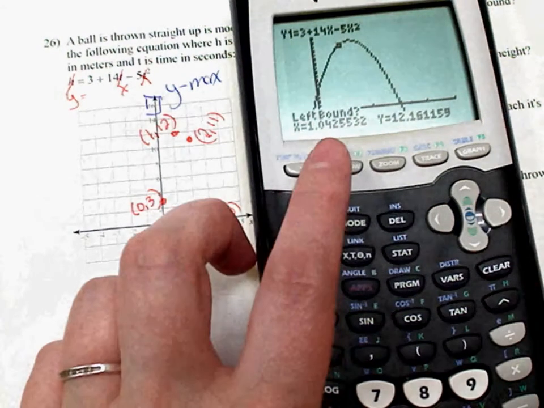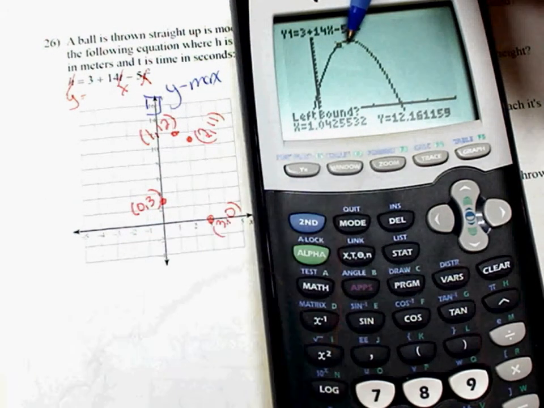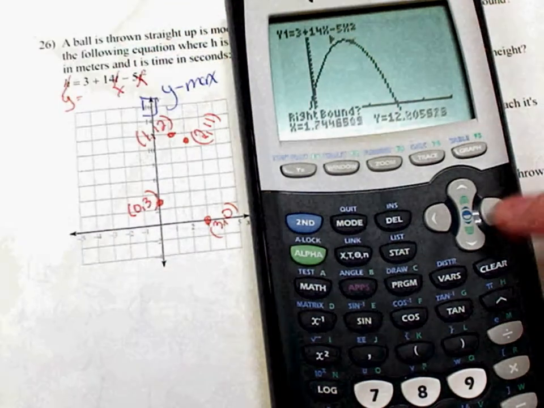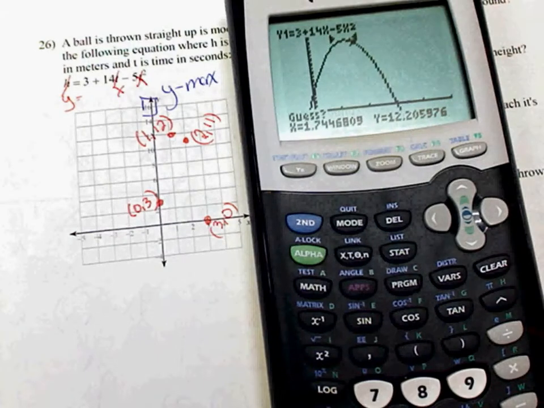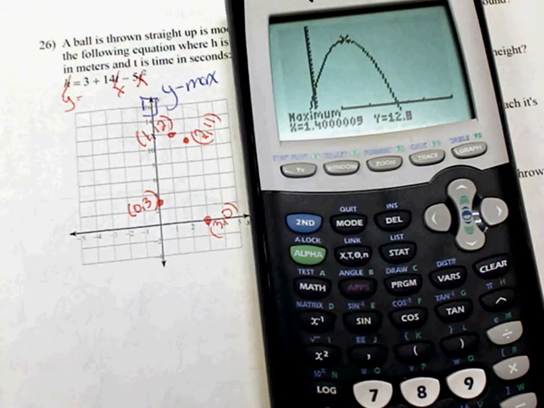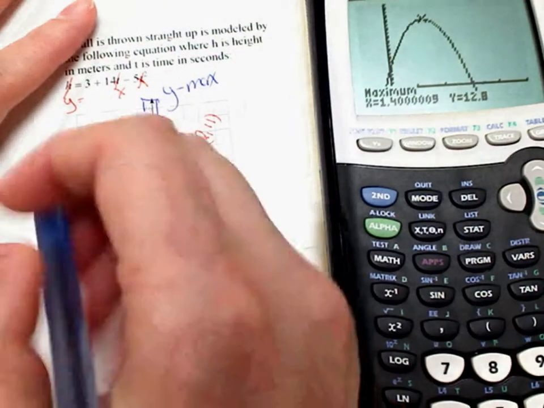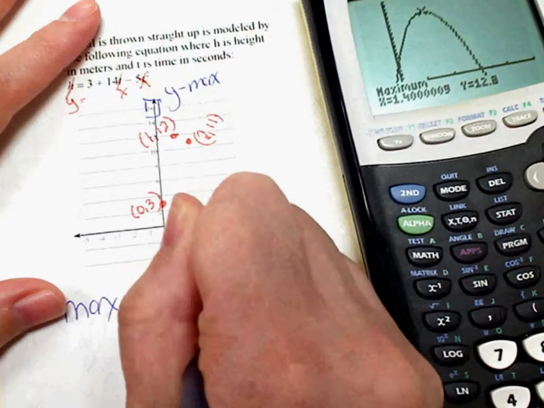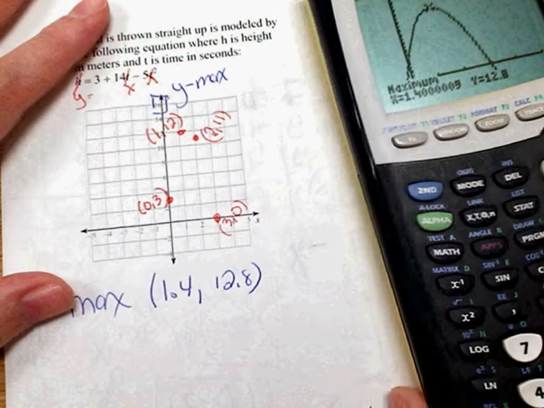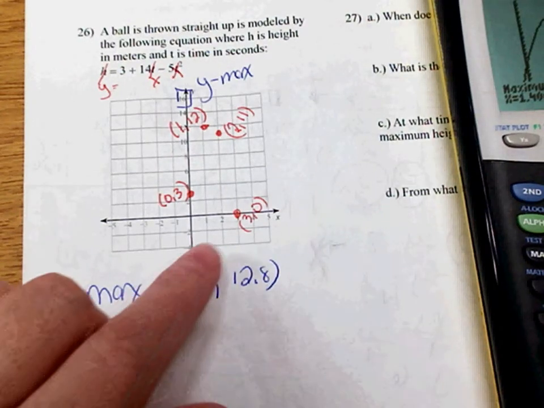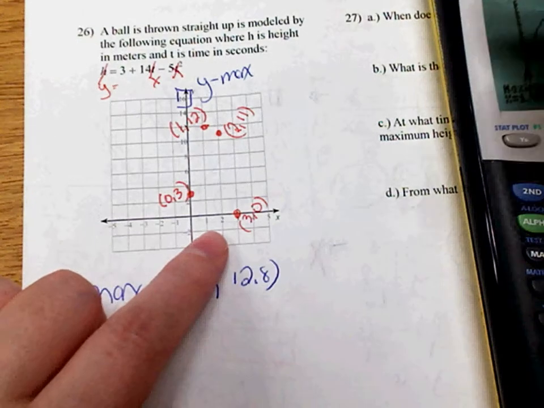Second count. Number 4. And it says left bound. Now we're wanting the max, so we want the left side. Once we're on the left side of that max, we enter. Now it says I want you to be on the right side of that max. So now I'm on the right side of that max, and I enter. And it says, do you want me to guess? You enter again. I'm going to write it down here, the max is about 1.4, comma 12.8.